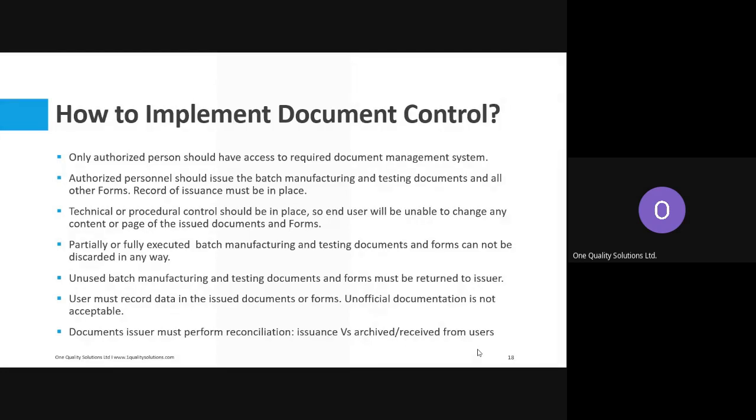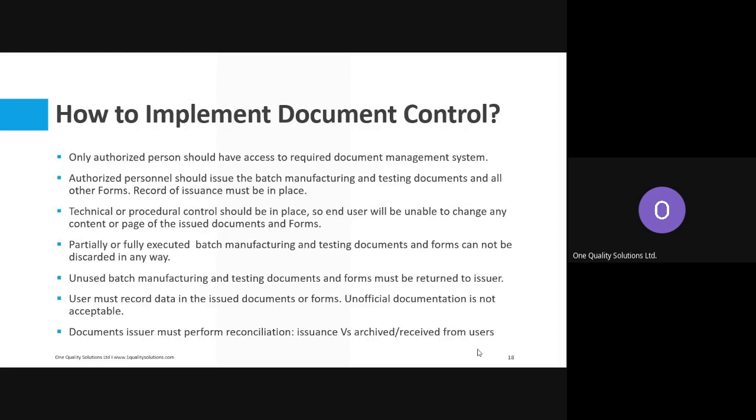Sometimes there is a change of production plan or testing plan. In that case, any unused documents issued to the end user must be returned to the issuer. Then the issuer should take actions as per the procedures. They can store it or discard it with proper documentation.